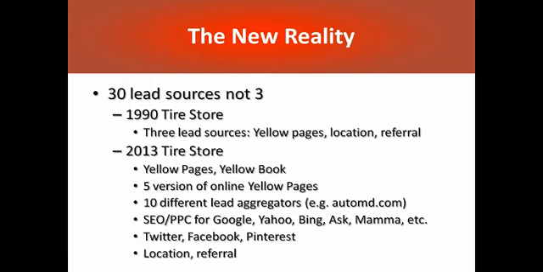They have to do SEO, pay-per-click like we do. But don't forget to times that by Google and Yahoo and Bing and Ask.com and Mama.com and all the different search engines that are out there. Oh, yeah, and don't forget Facebook and Pinterest and Twitter. And they have to have all the traditional things like referral and location. The point is, same number of customers, 30 different ways to get them, not 3. And that is our new reality as well, that we have to have a lot of different marketing sources to get the same or more leads at the top of the funnel.